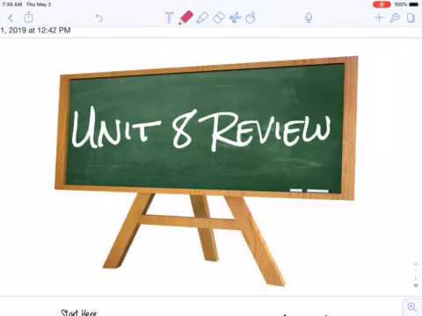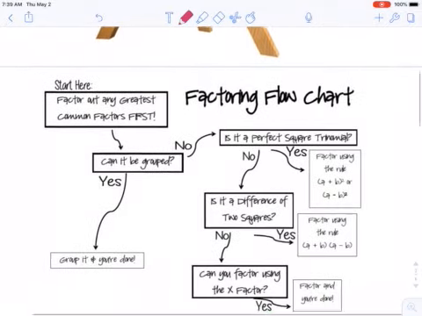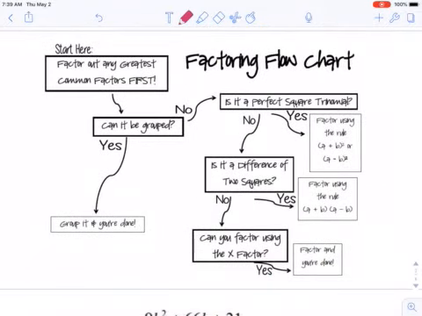Okay, Unit 8 in Algebra 1 was all about factoring. This was our self-paced unit, and your process for factoring was guided through this flowchart. First you learned about factoring out the greatest common factors, which is going to be your first step anytime that you're factoring a polynomial.